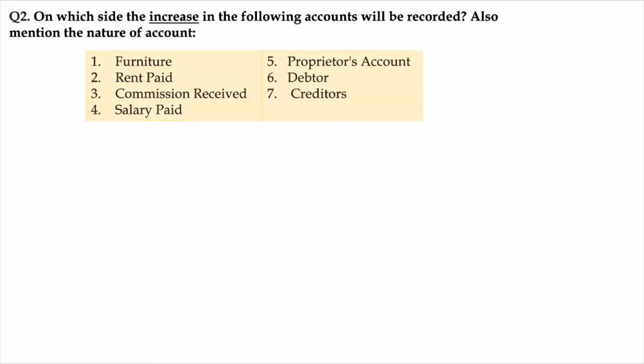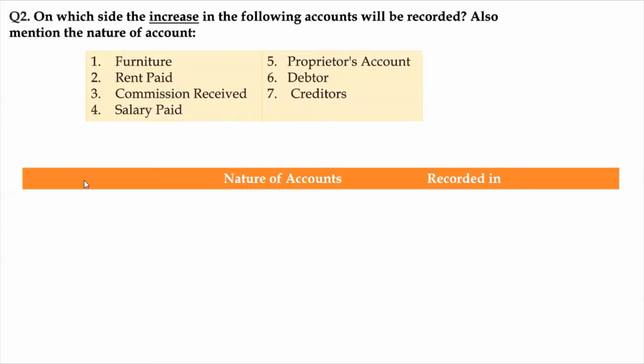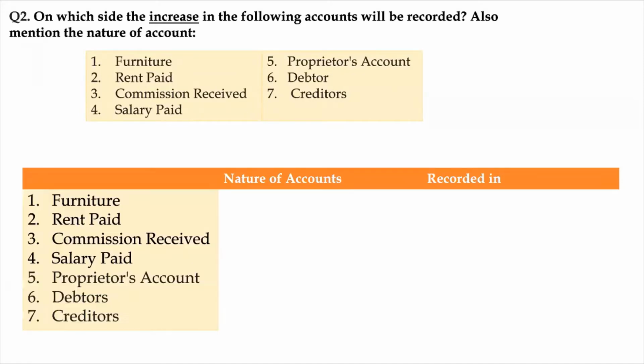Okay, so let's see how we are going to solve this question. First of all, make a table for clear understanding. After that, write all the items like furniture, rent, and so on. Then identify which nature of account each is related to. Furniture is related to asset, rent is related to expense, commission is what? Commission received. You are receiving a commission. That means you are gaining something. So gaining something means you are earning revenue.